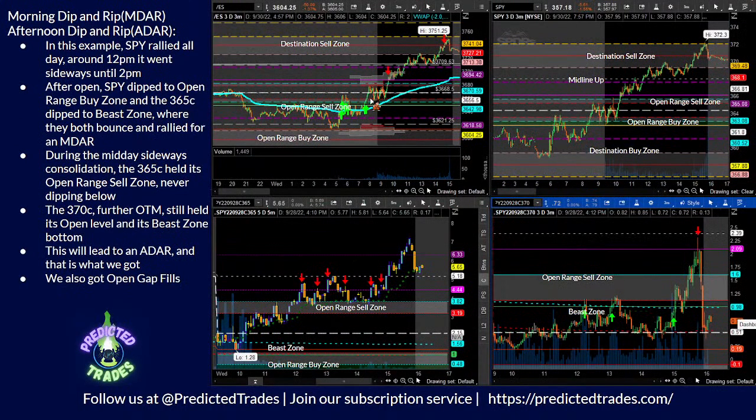So, some more playbook setups. We can have our morning dip and rip that sometimes sets up for an afternoon dip and rip. So that's kind of what we're describing over here. You can see on SPY and ES, we open, dip to our buy zone, open, dip to our buy zone. That's our dip that we go long for the rip.